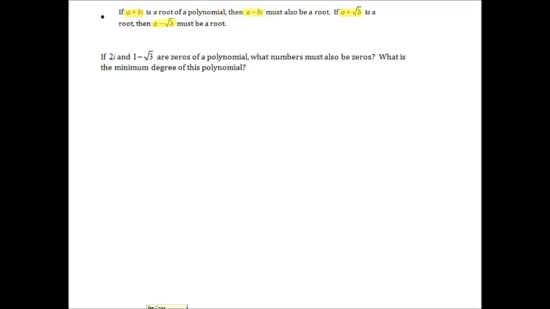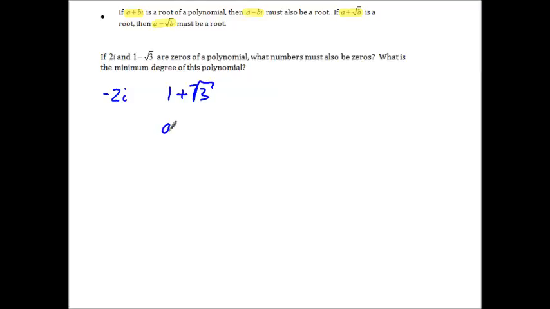If 2i and 1 minus the square root of 3 are zeros of a polynomial, what numbers must also be zeros? And what does that mean? What is the minimum degree of this polynomial? Well, if 2i is a zero, then following the complex conjugates theorem, negative 2i also has to be a zero. And if 1 minus the square root of 3 is a zero, then 1 plus the square root of 3 is also a zero. So we have 4 roots we already know about.